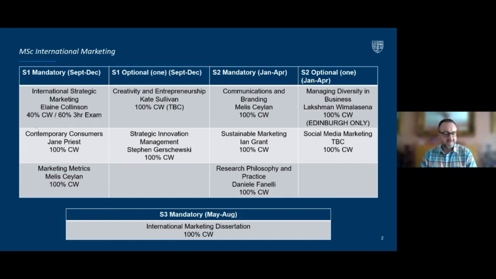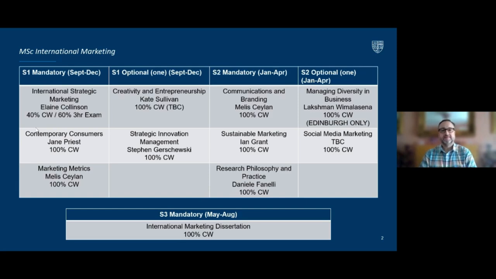Simultaneously with that, or concurrently with that, if you like, you also take the next one down, which is Contemporary Consumers. That's led by Jane Priest, and it's 100% coursework. And you also take at the same time Marketing Metrics, so that's all about measuring and planning for success in marketing. And the course leader for that is Melis Silan, and that's 100% coursework as well. So they're the 3 mandatory courses which you take in semester one. Everybody who's doing the program takes those.